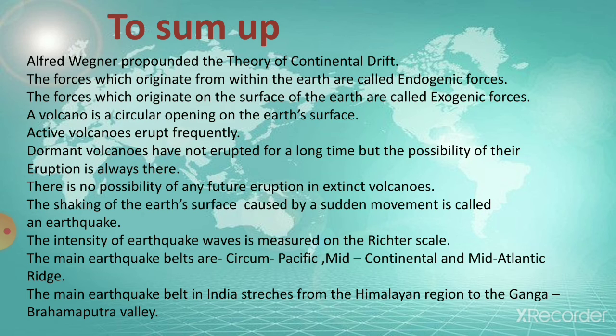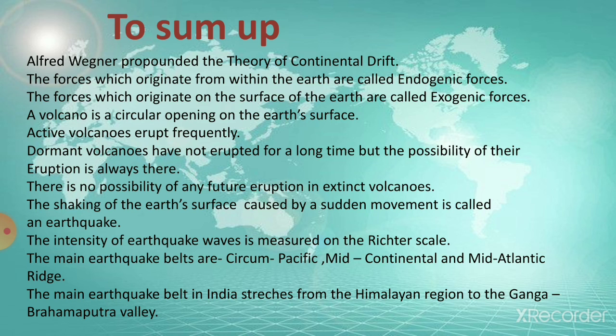The forces which originate on the surface of the earth are called exogenic forces. A volcano is a circular opening on the earth's surface. Active volcanoes erupt frequently. Dormant volcanoes have not erupted for a long time, but the possibility of their eruption is always there. There is no possibility of any future eruption in extinct volcanoes, right? So we saw the three types of volcanoes: dormant, active and extinct volcanoes.